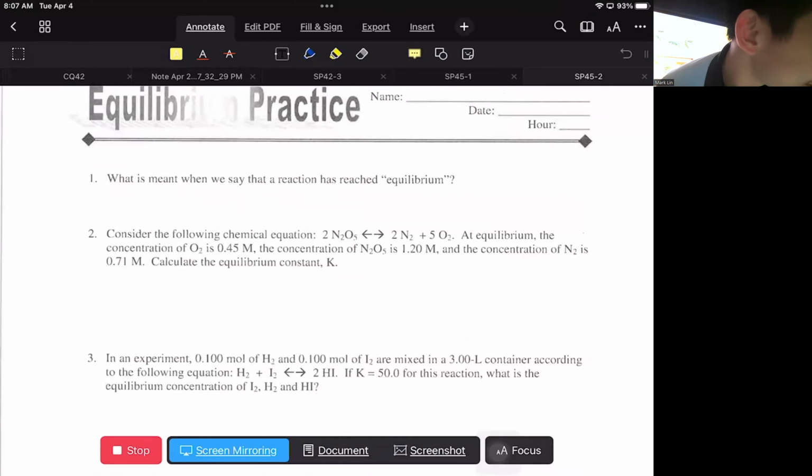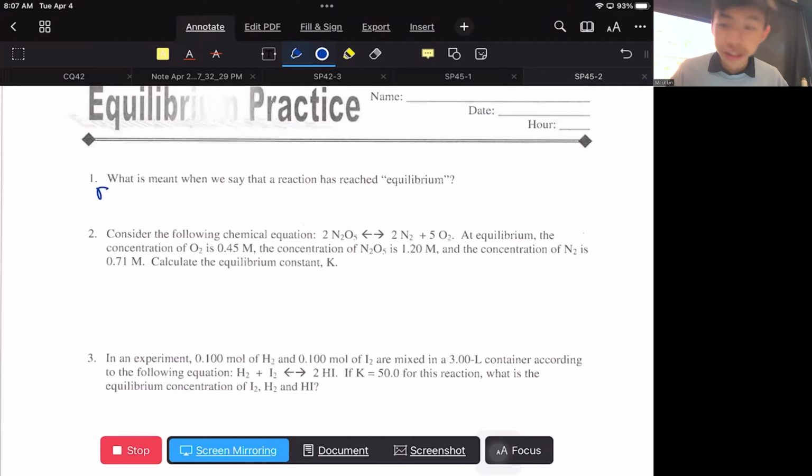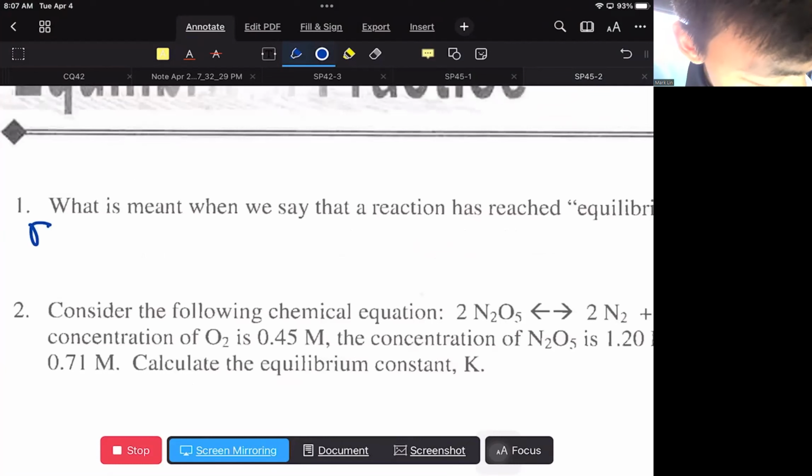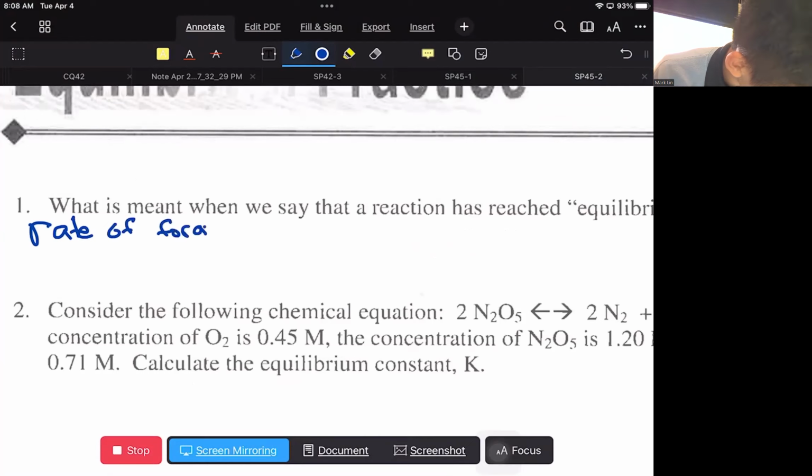Equilibrium is when the rates of the forward and reverse reactions are equal. For rates, guys, it has to be rates. It can't be concentration. It can't be anything else. It has to be rates. So the rates of forward and reverse are equal.